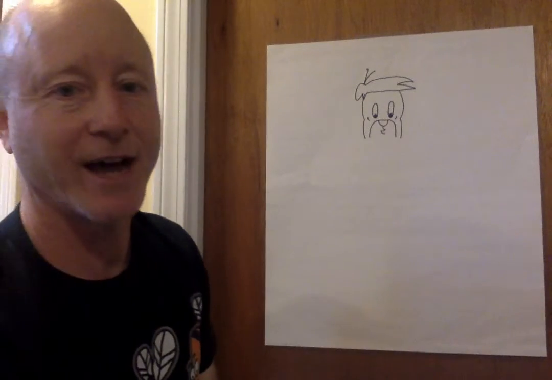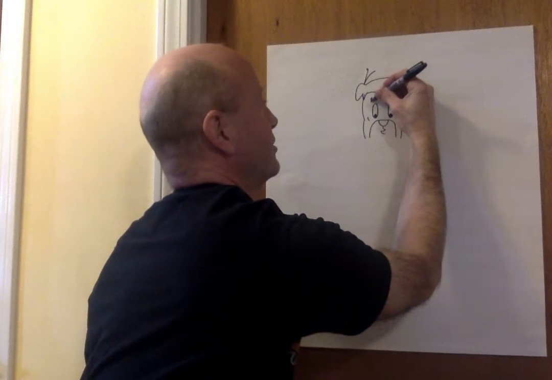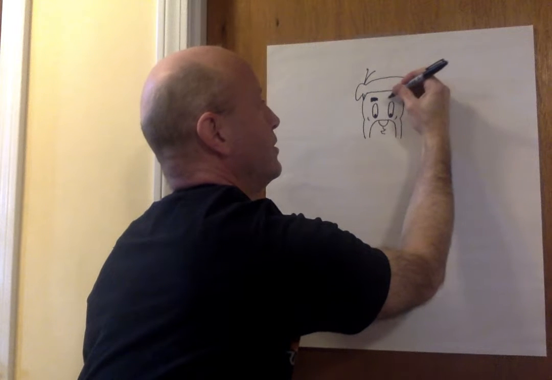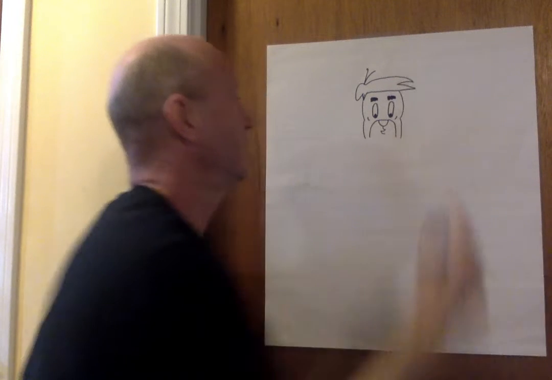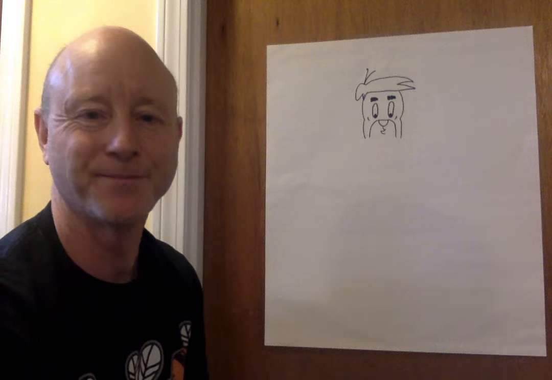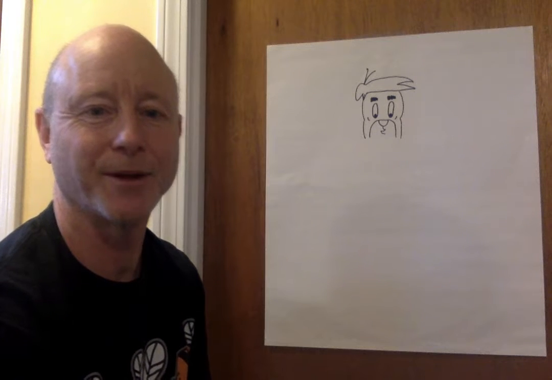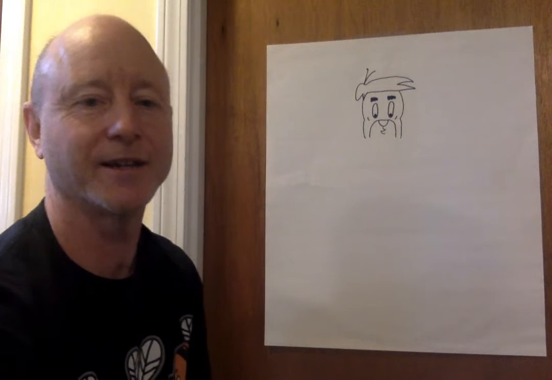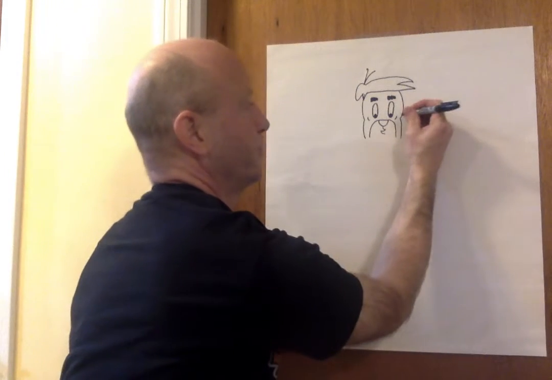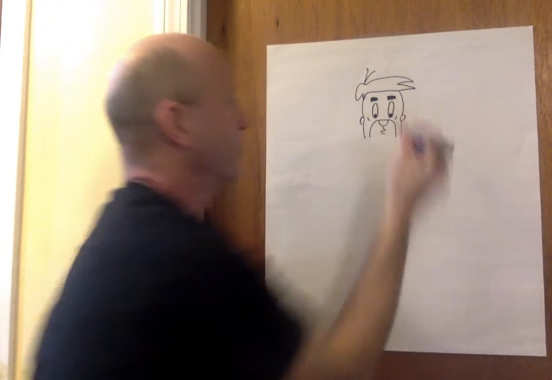We need to get his eyebrows now, so we kind of just do bushy eyebrows for Fred. Okay, so now we have most of his head finished. Just put kind of curves in for his ears.